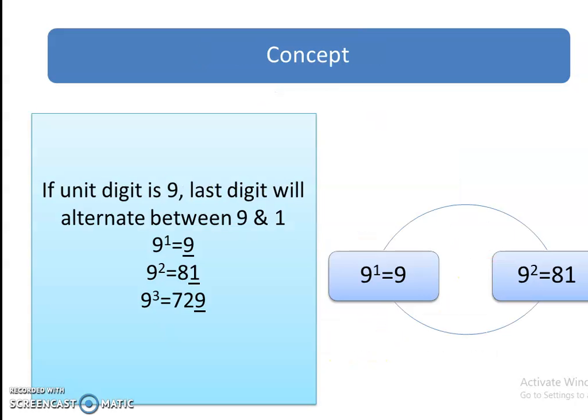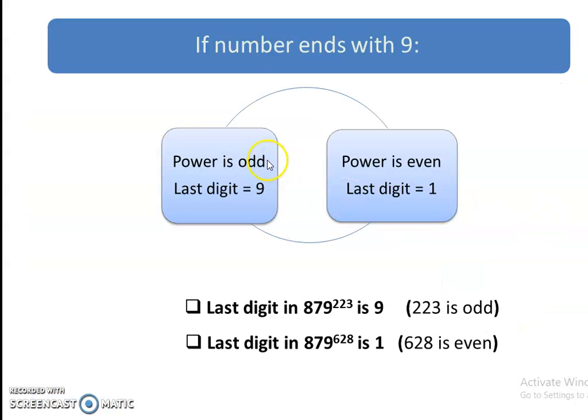Now let's talk about digit 9. So 9 to the power 1 is 9 and 9 to the power 2 is 81. And when we increase the power, the last digit will alternate between 9 and 1 in this manner. So now we can say if the unit digit is 9, the last digit will alternate between 9 and 1, right? So based on this point, now we can conclude that if the power is odd, the last digit will be 9, and when the power is even, the last digit will be 1, right?